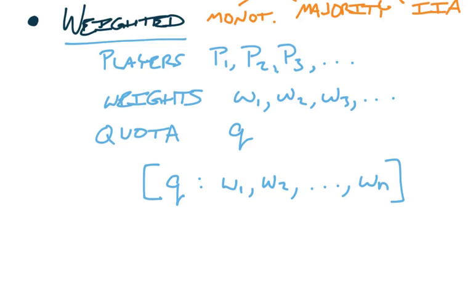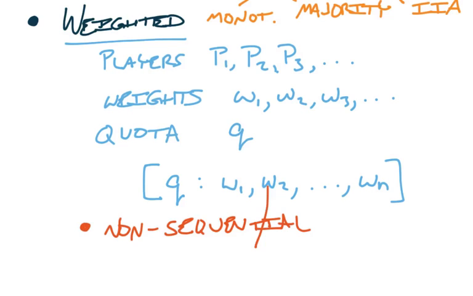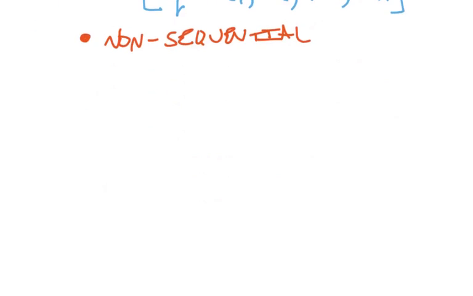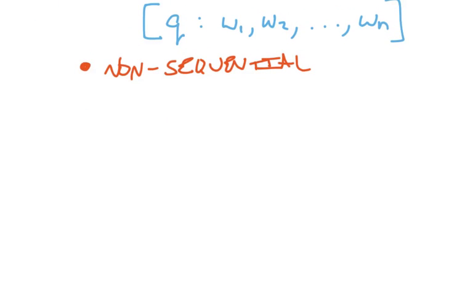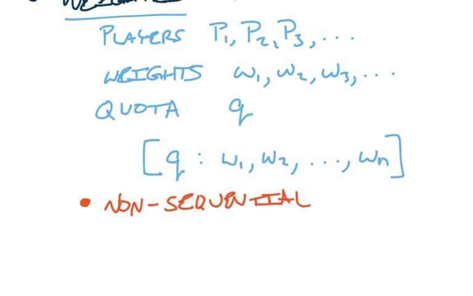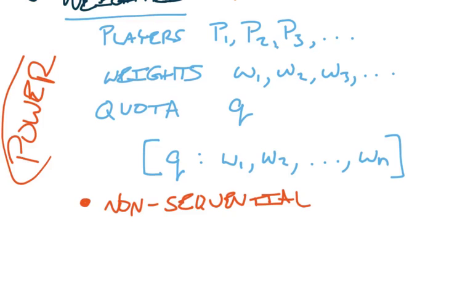Now, as you hopefully remember, there were two big things to consider within a weighted voting system. There is the non-sequential case. All right, so this is when the order of the votes does not matter. And what we do in this case is determine how much power each voter has, and that's really the big thing that's going on here with the weighted scheme. We're not trying to figure out fairness anymore. We're instead trying to figure out power.